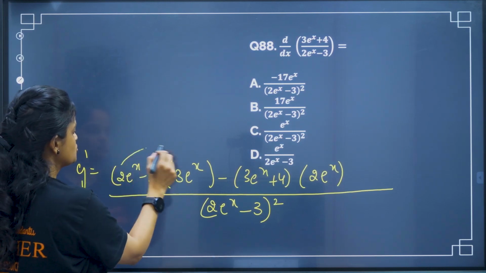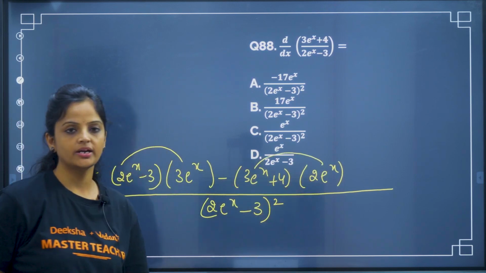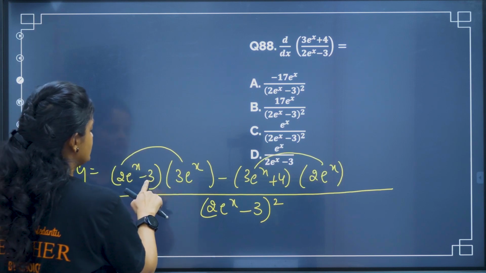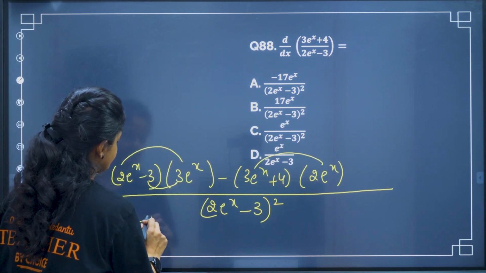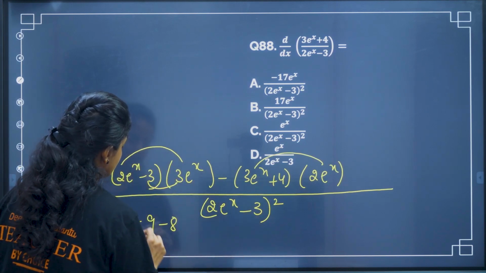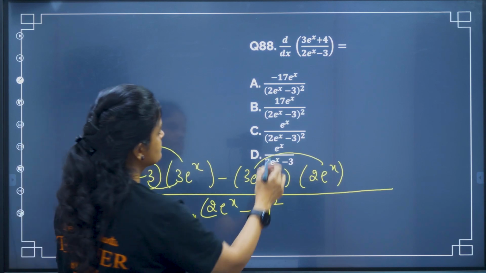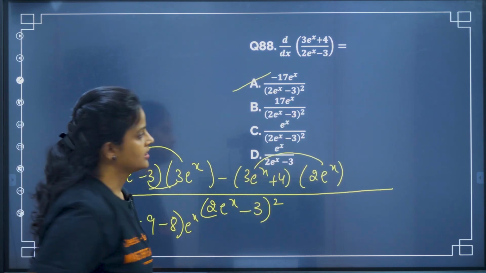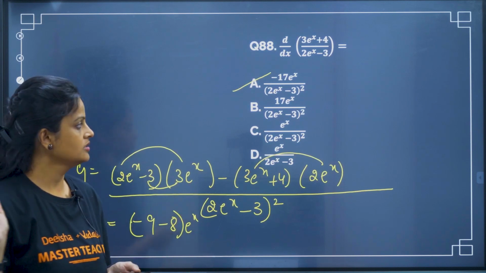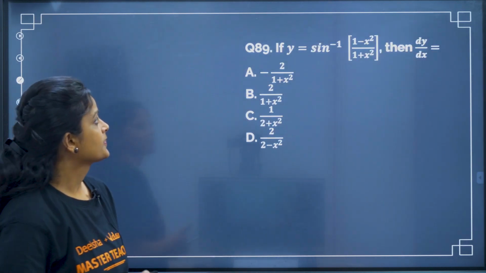See here, these two if you multiply, I'm going to get 6. These two if I multiply also I'm going to get 6, but one is positive and one is negative, so they cancel out. Now these two if I multiply, minus 9, and we have minus 8, so that will give me minus 17 e power x. Where is minus 17? Option A. Minus 17 e power x divided by denominator square. That is your answer. Okay, next question.